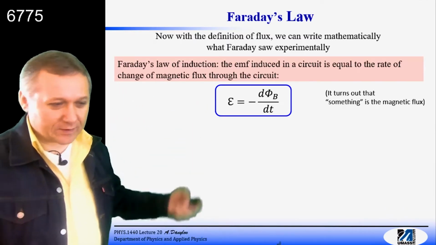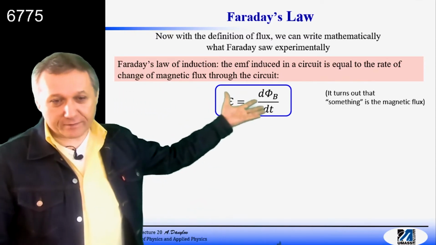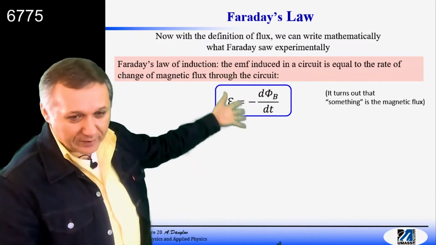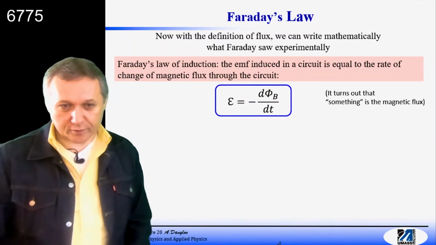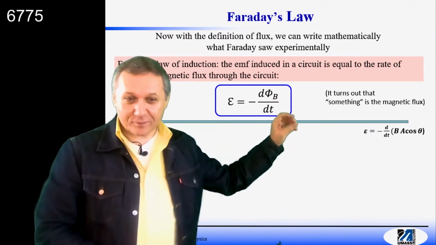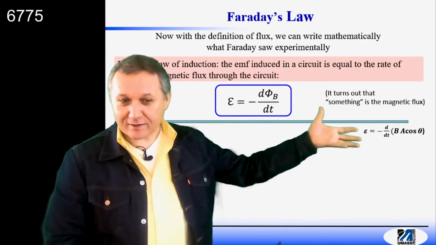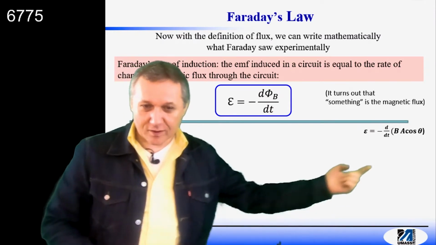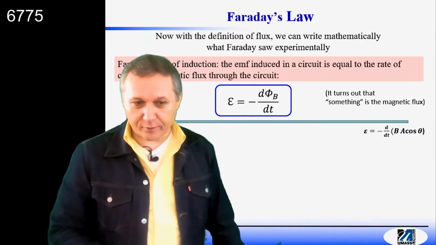I just copied and pasted this from the book. So the EMF induced in the circuit is equal to the rate of change of the magnetic flux through the loop, through the circuit. And if you write explicitly the expression for the flux, like what we've done in the previous couple of slides, it's B, A, and cosine of the angle, and the time derivative in front of them.